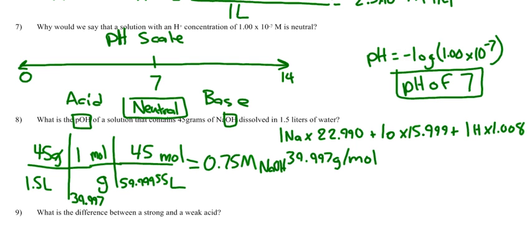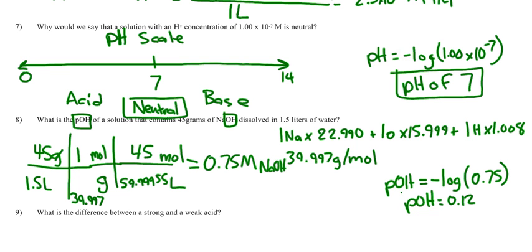Okay? Almost done. I just need to calculate pOH now. And pOH is equal to the negative log of the OH concentration, which we just calculated. It's 0.75. So 0.75, and we will get pOH is equal to 0.12. That's our answer.